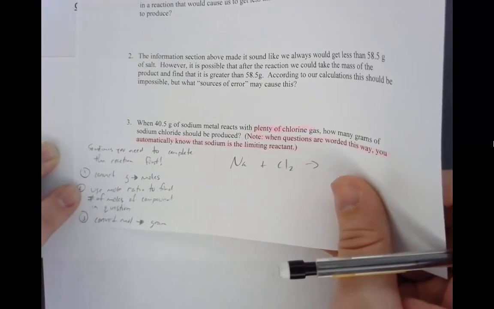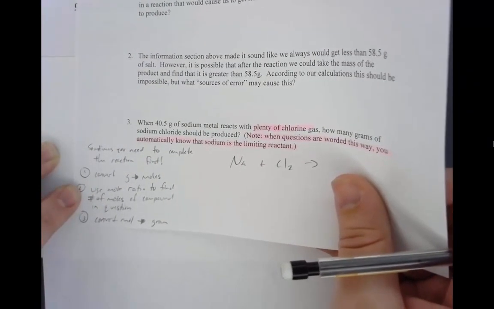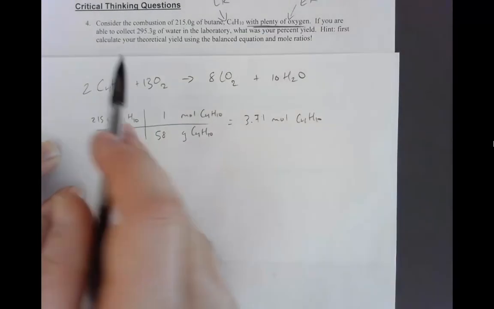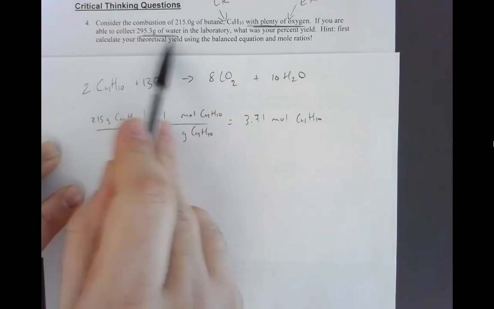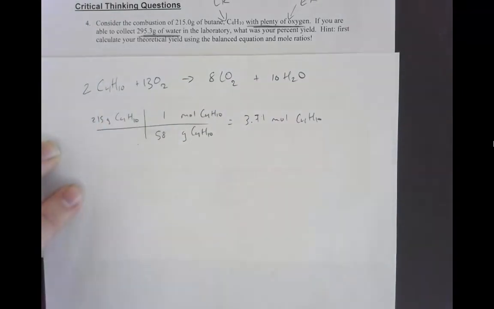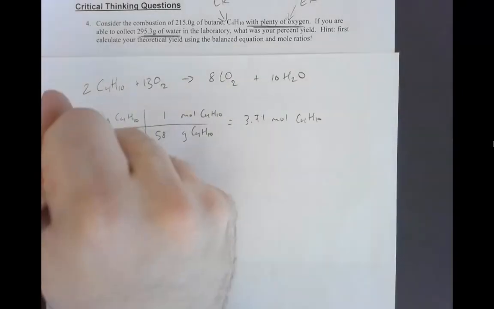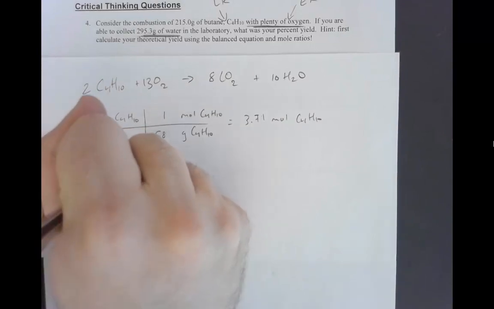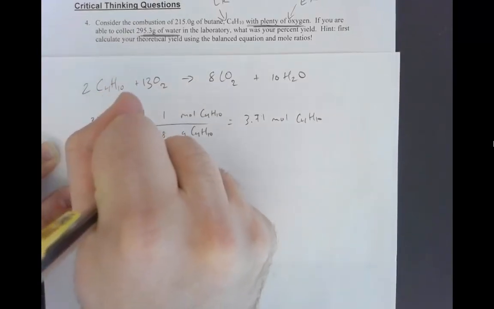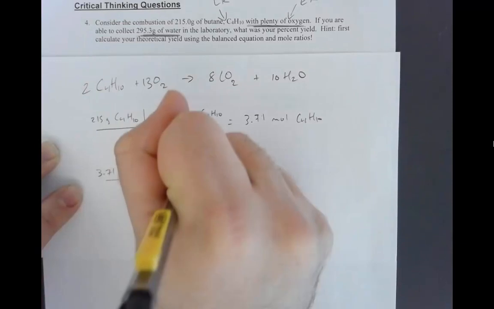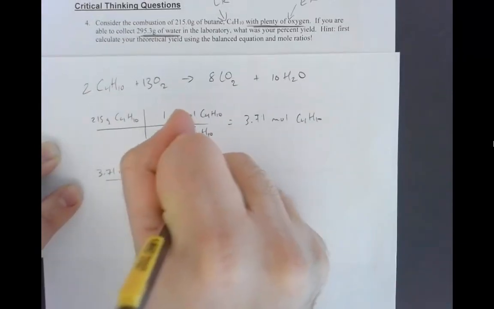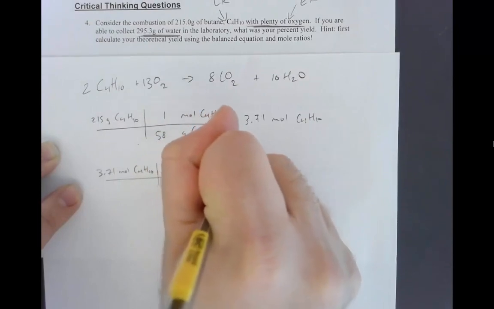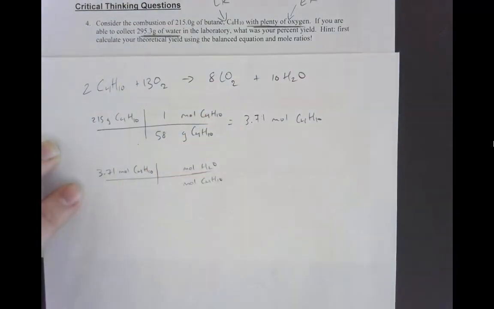Just like in question 3, after we converted from grams to moles, we are then going to use the mole ratio to find the number of moles of the compound in question. This time, the compound in question is water. It's asking us to calculate the percent yield of water. So we know that we're going to take our 3.71 moles of butane and convert to moles of water. Remember, before we can go to grams of water, we need to go to moles first.